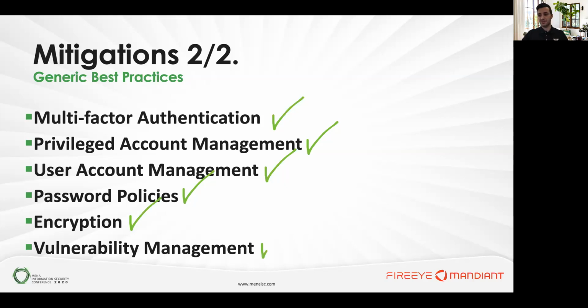Vulnerability management. You need to identify all the potentially vulnerable services. So these are generic best practices you will definitely need to follow to reduce and stop the further impact of lateral movements.